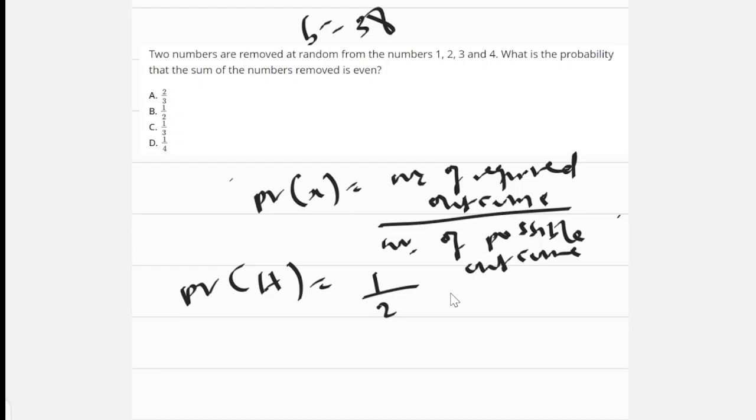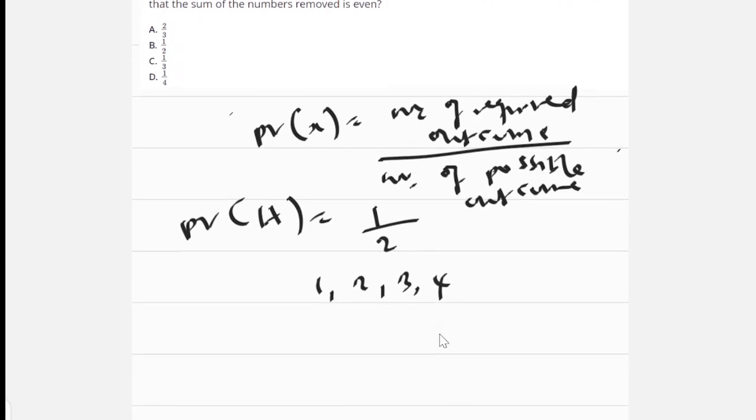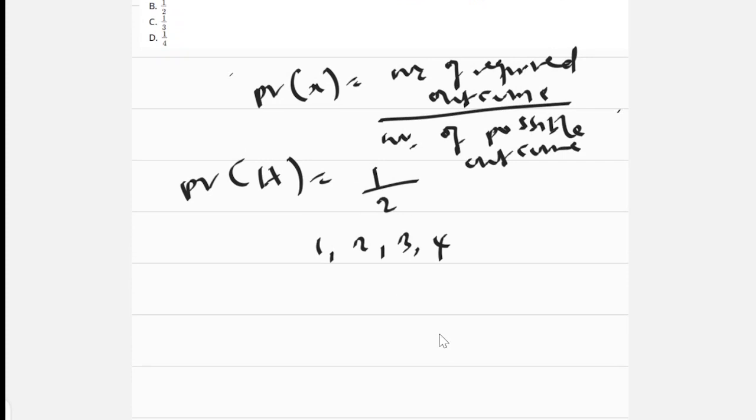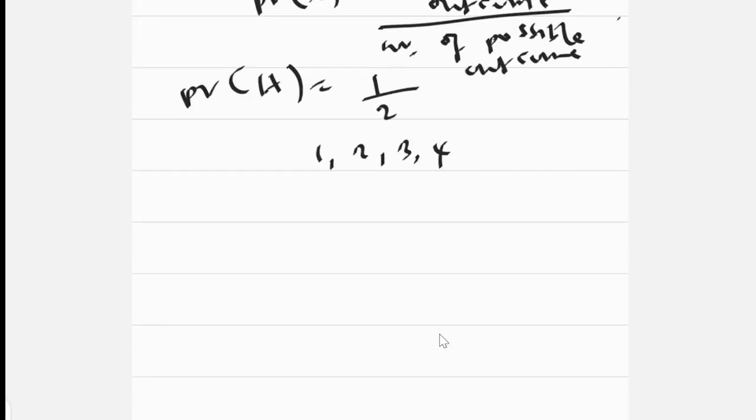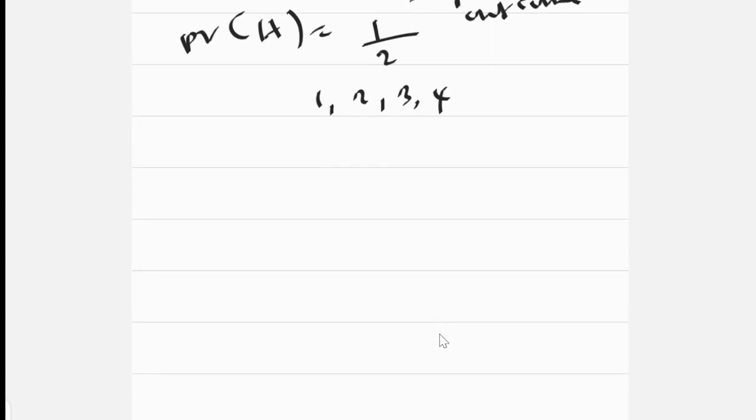So now you have two numbers removed from this set, 1, 2, 3, 4, and I want to find the probability that the sum of the two numbers is even. So the possible pairs I can have are what? 1, 2, 1, 3, 1, 4, 2, 3, 2, 4. But if you don't want to stress yourself, you can draw a sample space for it. Let's say I have one like this. I have 1, 2, 3, 4. So that if you know the pairs, you don't need to stress yourself.